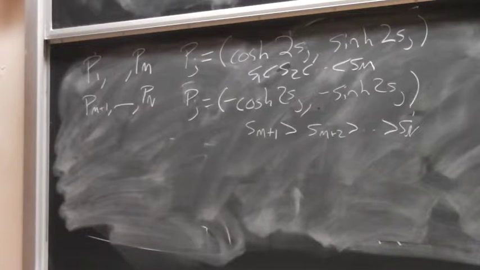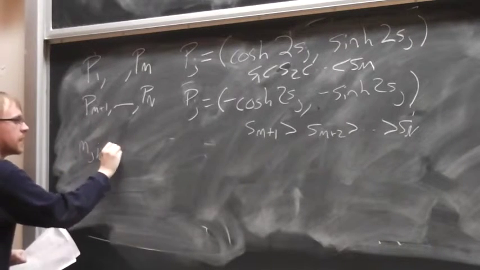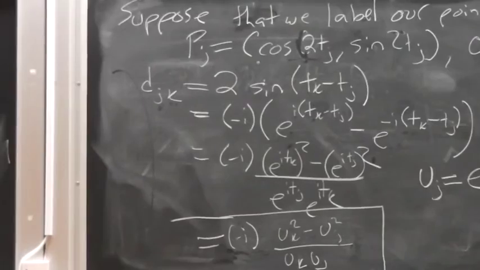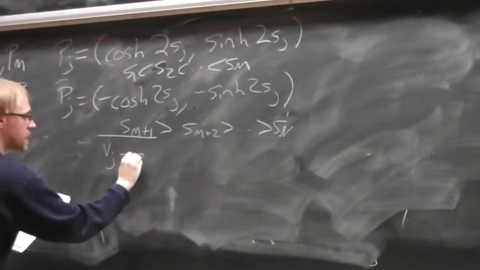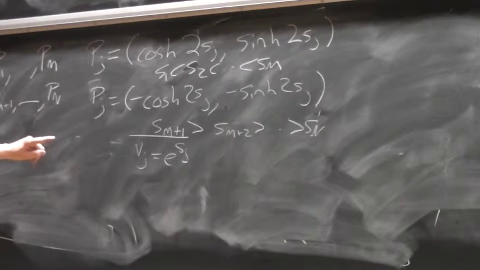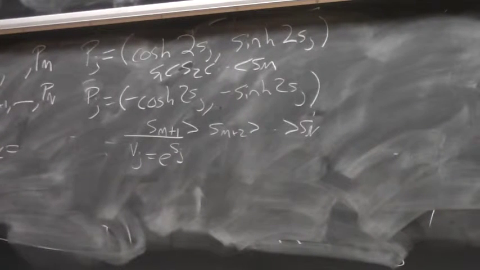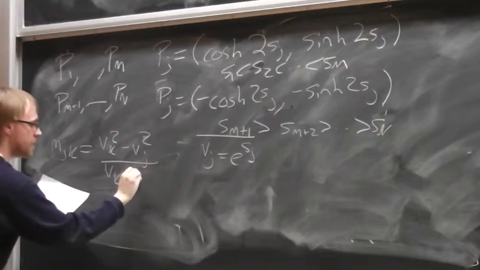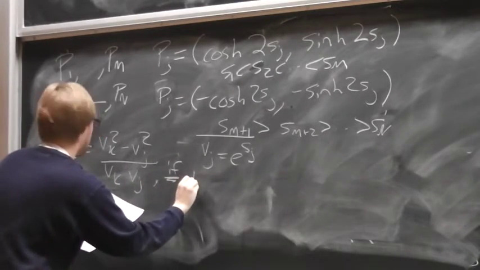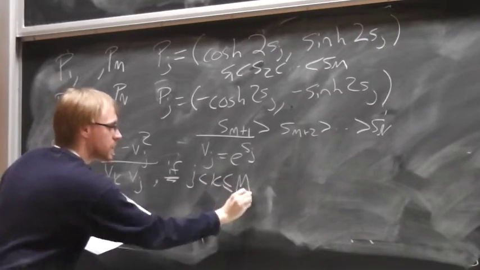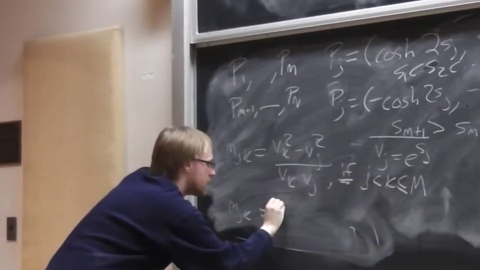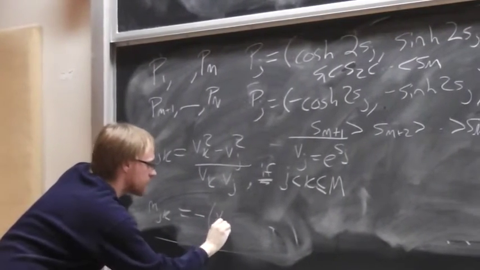And so when we try to do this calculation, I'll skip the details, but when we define Vj to be e to the sj, so over there it was e to the i tj, here it's just e to the sj, we end up with (vk squared minus vj squared) all over vk vj if j is less than k is less than or equal to m, if we're staying on the right branch. If we are staying on the left branch, then it's the same thing, but with a minus sign thrown in.